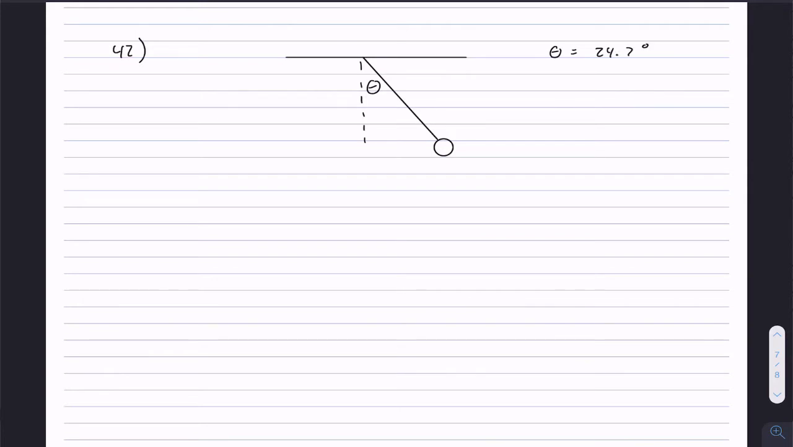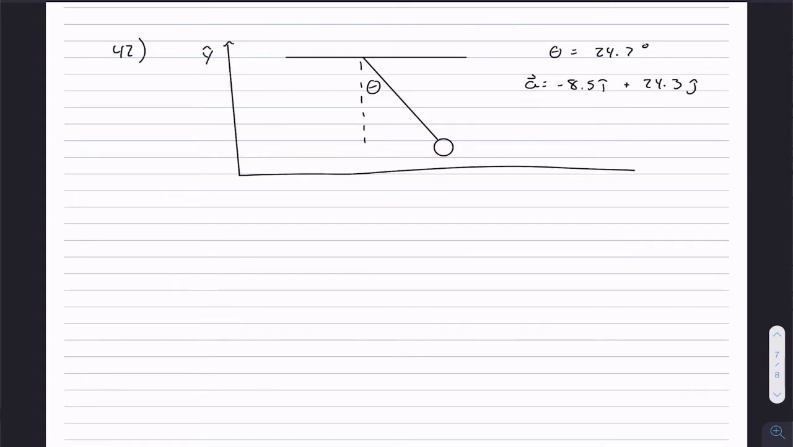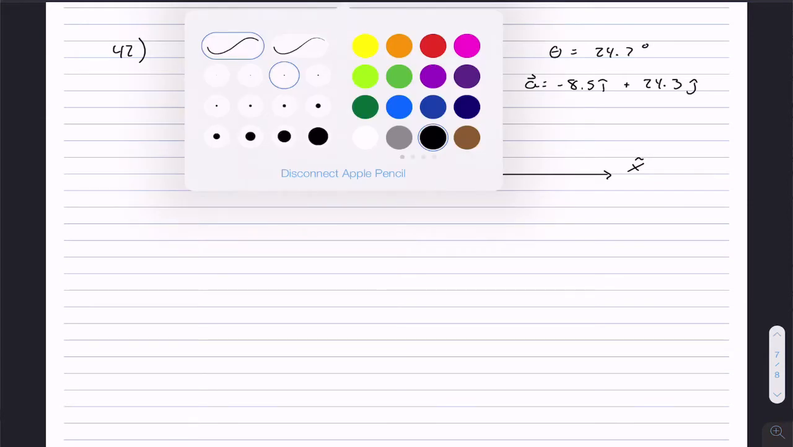Our acceleration vector is negative 8.5 i hat plus 24.3 j hat. Okay, so part A says, well, before we move on, let's also draw our axes here. This is going to be x hat. So part A asks, sketch the scalar components of the acceleration vector in a vector diagram at this point in the pendulum's motion.